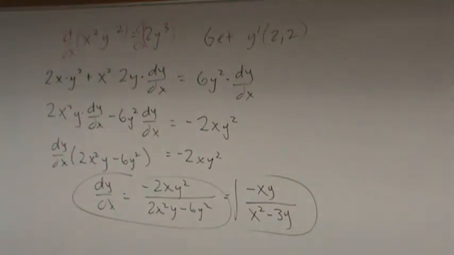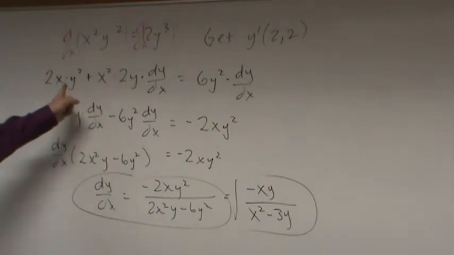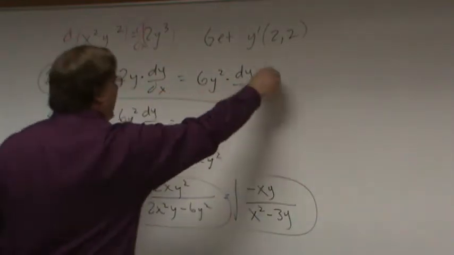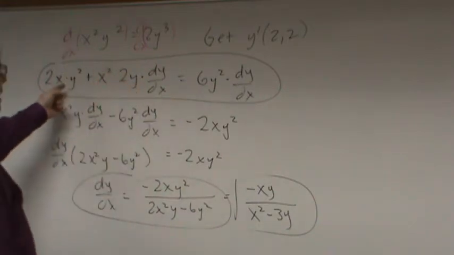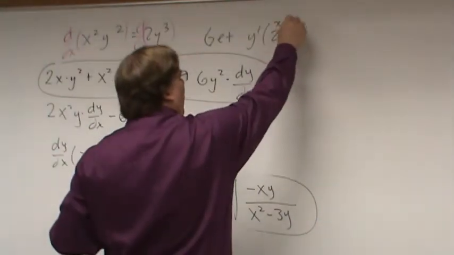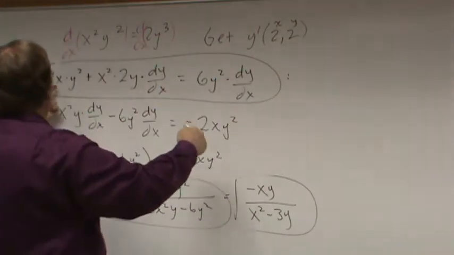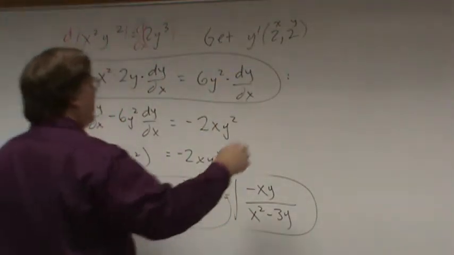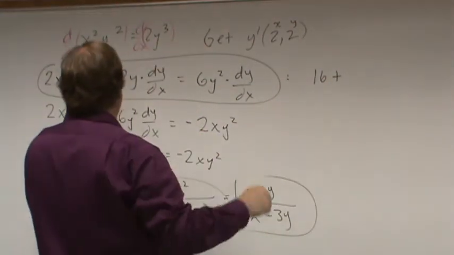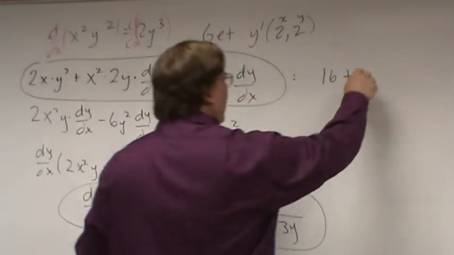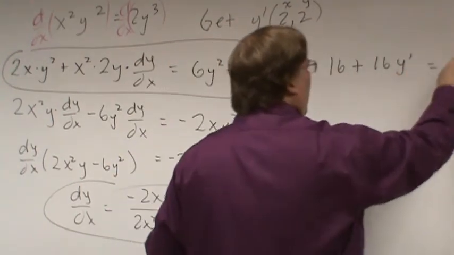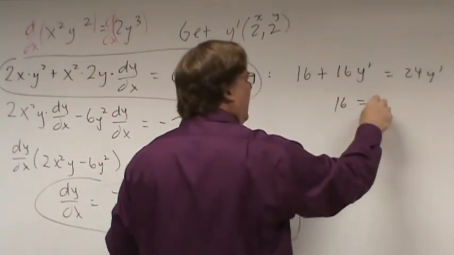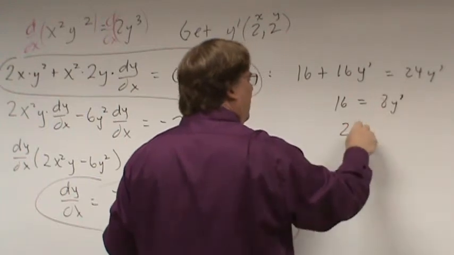If they want y prime at (2, 2), then once I got it here, I would plug in the numbers. Why not? So my x is 2 and my y is 2. This guy becomes 2 times 2 times 4, which is 16. And this is 4 times 2 is 8 times 2 is 16. So I got 16 equals 8y prime, so 2 equals y prime.